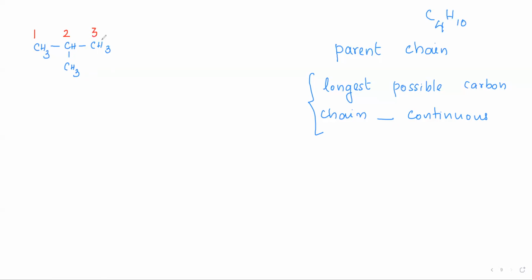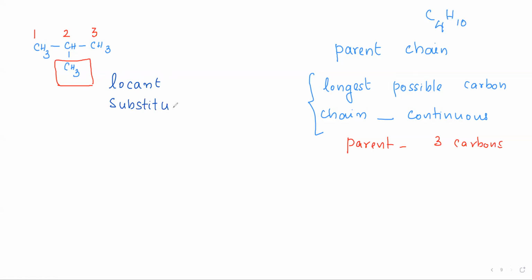Let me call this the third carbon. So the parent chain has only three carbons here. The fourth one, this one, is not included in the parent chain. So we call the one which is not included in the parent chain the locant or the substituent, or simply you call it the branch. And CH3. Now you need to find out a name for CH3, right?